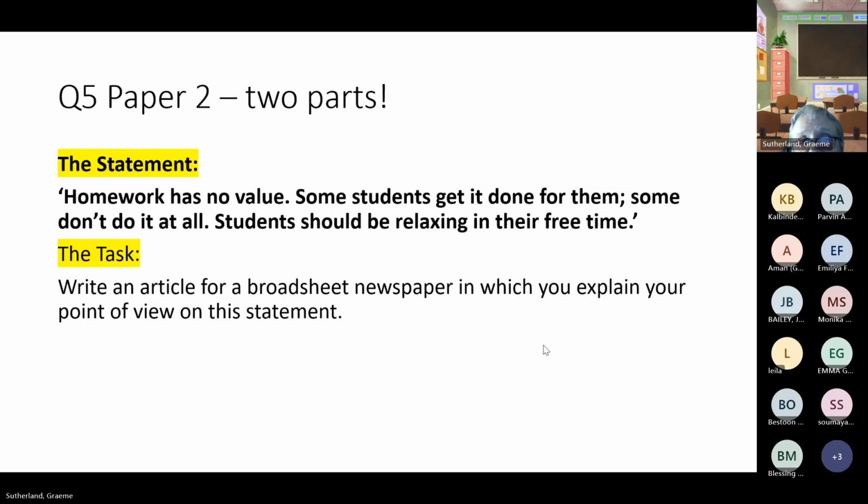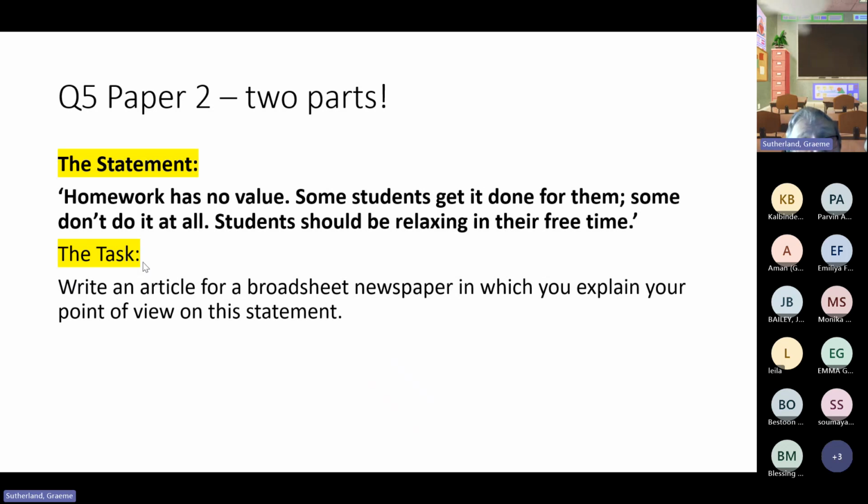Okay. So you've got 2 parts to looking at the question: the statement itself and the task. So the statement itself breaks down into statements. Homework has no value. Students get it done for them. Some don't do it at all. Students should be relaxing in their free time. 1, 2, 3 parts. 1, 2, 3 paragraphs, if you like, along with an introduction. And the conclusion would make 5.